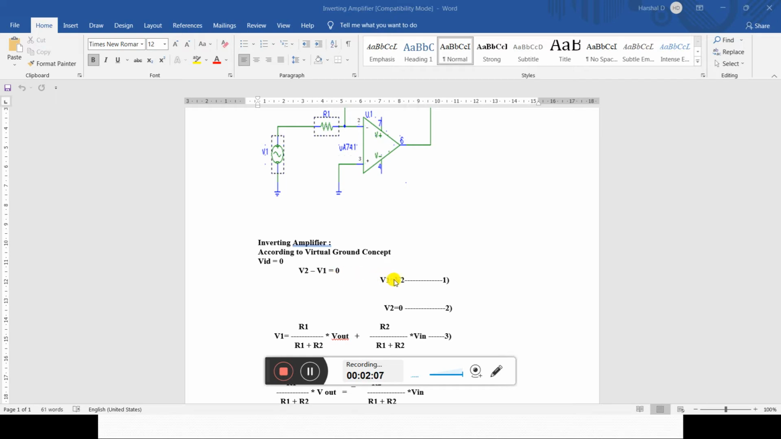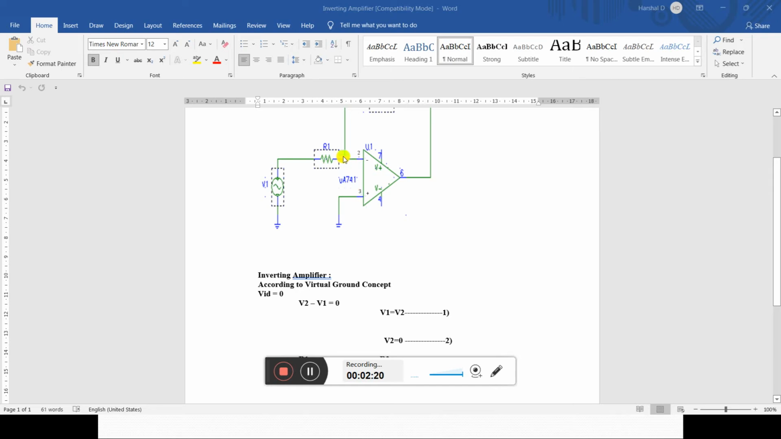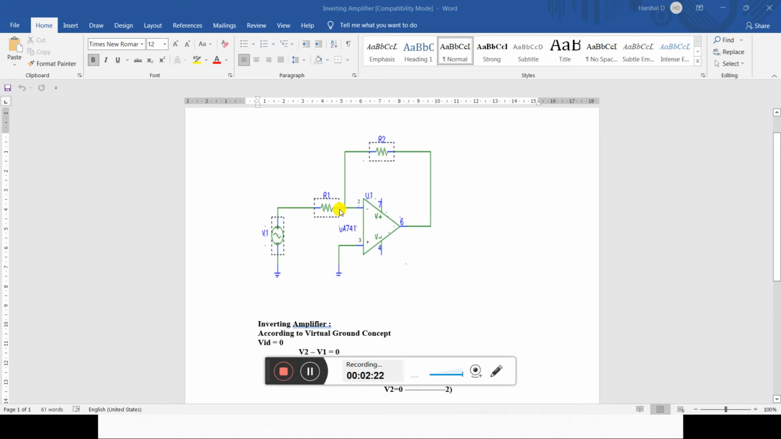According to that, V1 is equal to V2. This is the first equation. Here V2 is pin number 3, which is connected to the ground, so the ground potential is equal to 0. This is the second equation. And the potential at V1 is due to the output voltage V0.